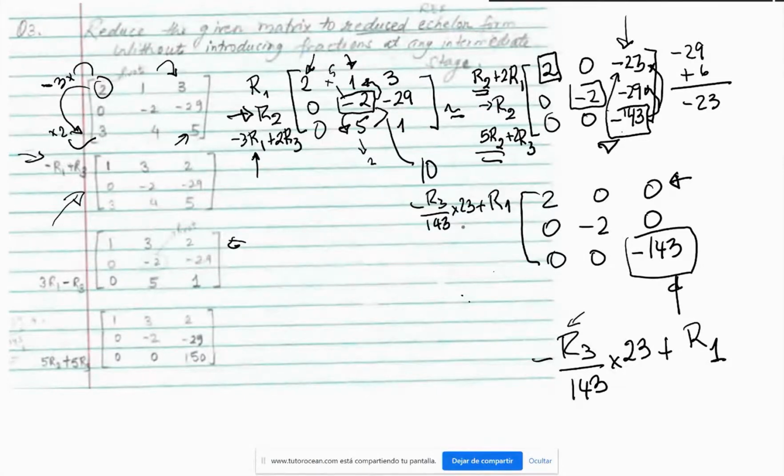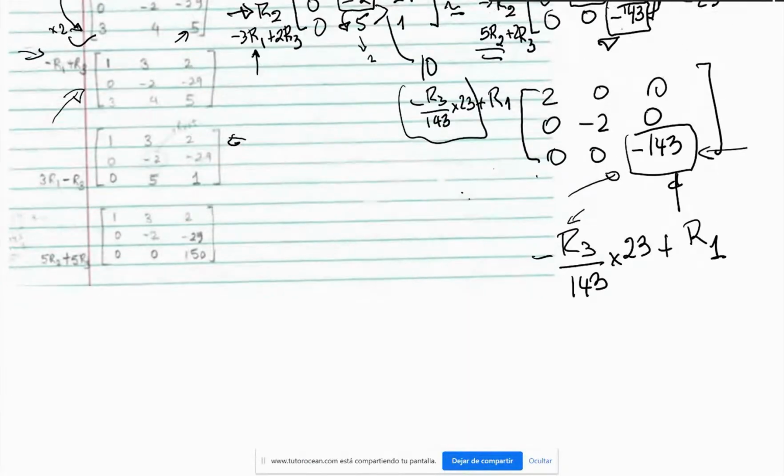What happened? When you multiply this row 3 here, you get a 0. Plus 2, it doesn't change this 2. It doesn't change this 0. And for sure, you get a 0 here. This doesn't change because you divide here, but it doesn't reflect in the matrix. That's the pivot.